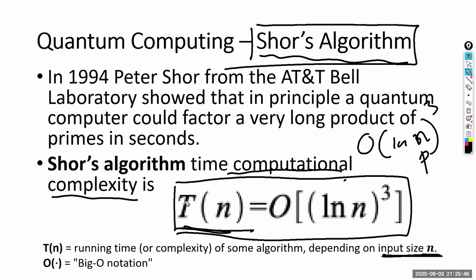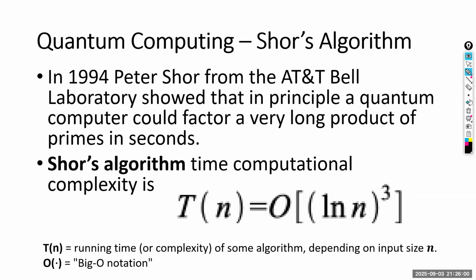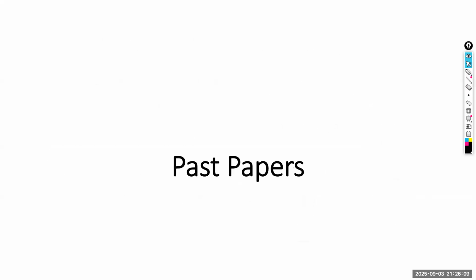Just remember this, because I think they have asked one past paper question, write down Shor's algorithm. Then you need to write down this algorithm. So this is a complexity algorithm related to quantum computing or quantum cryptography. Right. So that's it. It's just a tiny introduction only. Now we can move on to the past papers.